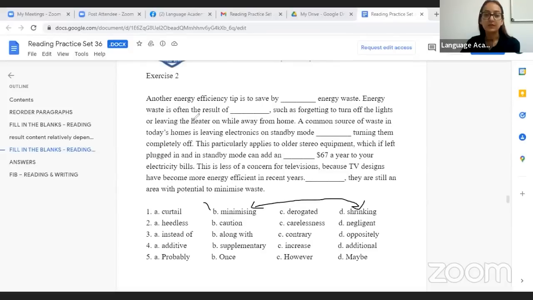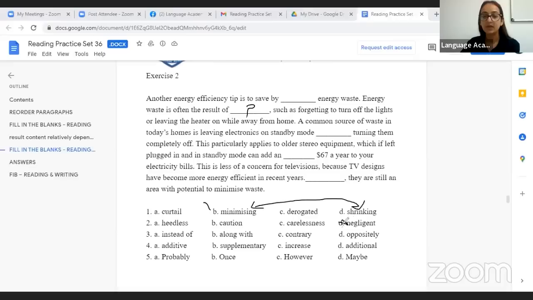Energy waste is often the result of dash. So the question is result of what? And whenever you have the question as what, we need to fill that with a noun. So energy waste is the result of heedless is not a noun. Caution is a noun. Carelessness is a noun. Negligent is not a noun. What is the noun form of negligent? Negligence is the noun form, G-E-N-C-E.